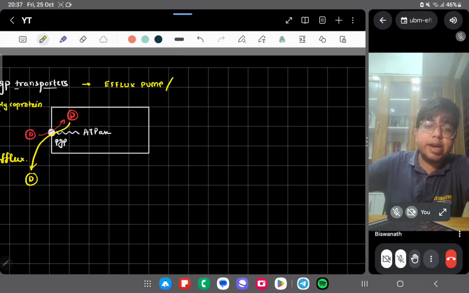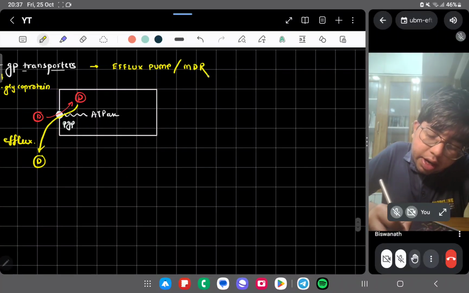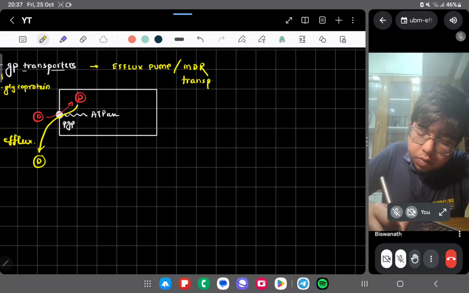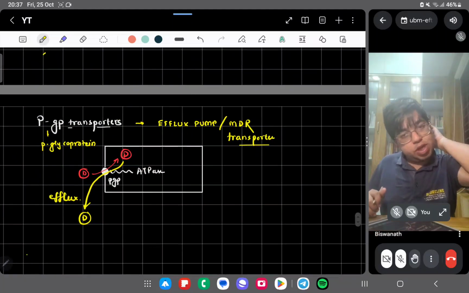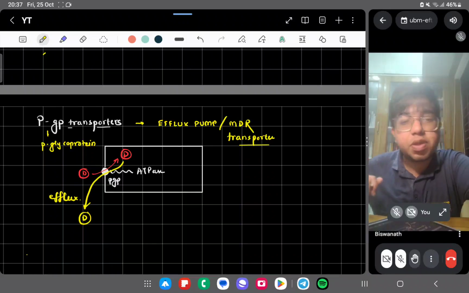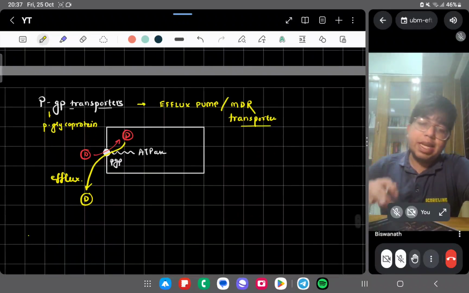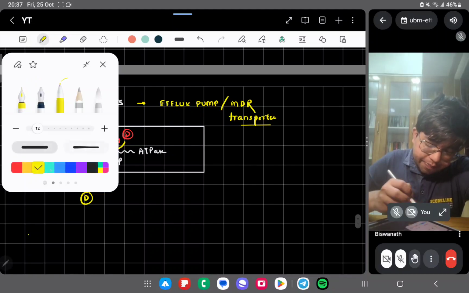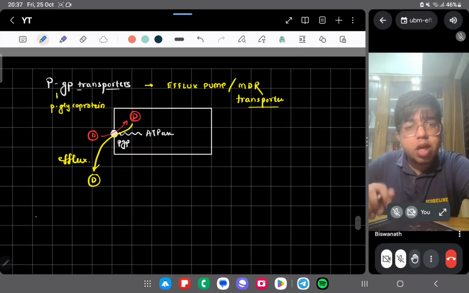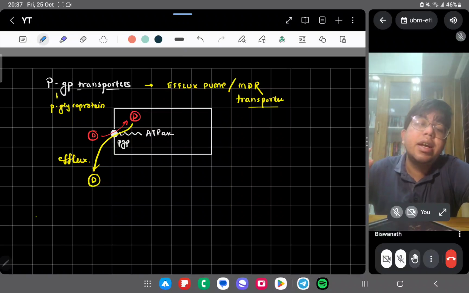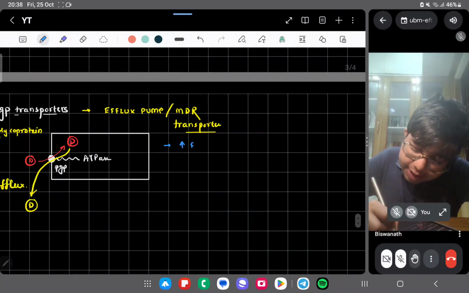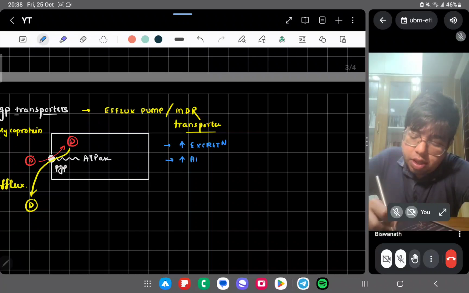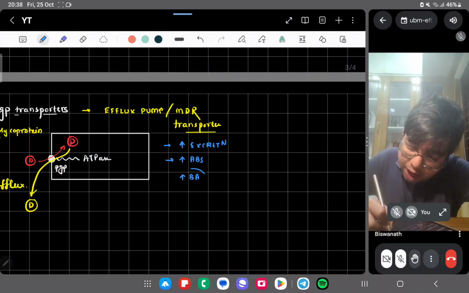So this is called an efflux transporter, efflux pump, or it is also known as a multi-drug resistant transporter, MDR transporter. So basically, what is the effect on the drug? The drug is having an increased excretion. It is increasing the excretion of the drug, and decreasing the absorption of the drug, basically decreasing the bioavailability of the drug.